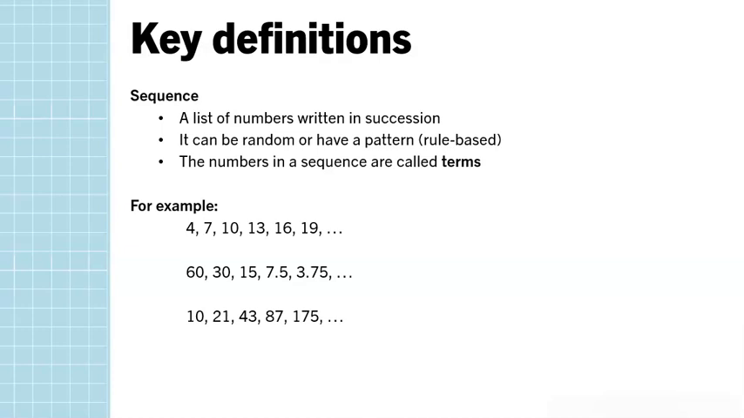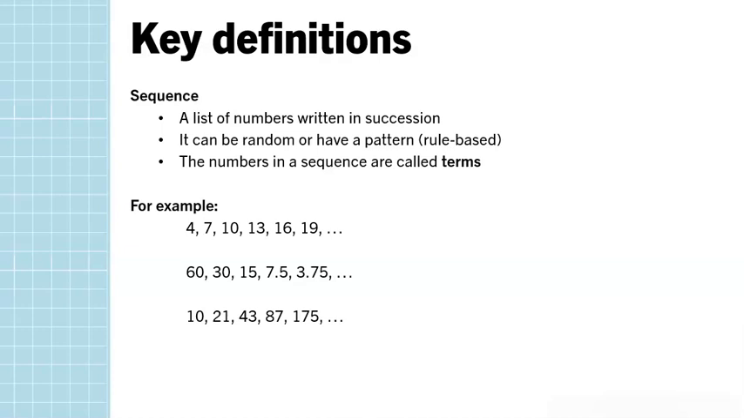A sequence is a list of numbers written in succession. This can be a completely random sequence of numbers with no pattern whatsoever, or it can have a pattern, or what we say is rule-based. In Further Maths, we deal with rule-based sequences, so everything will have a pattern to it. Each of the numbers in this sequence is called a term. So if you're asked for the fourth term, you're asked for the fourth number in the sequence. We've got some examples below.